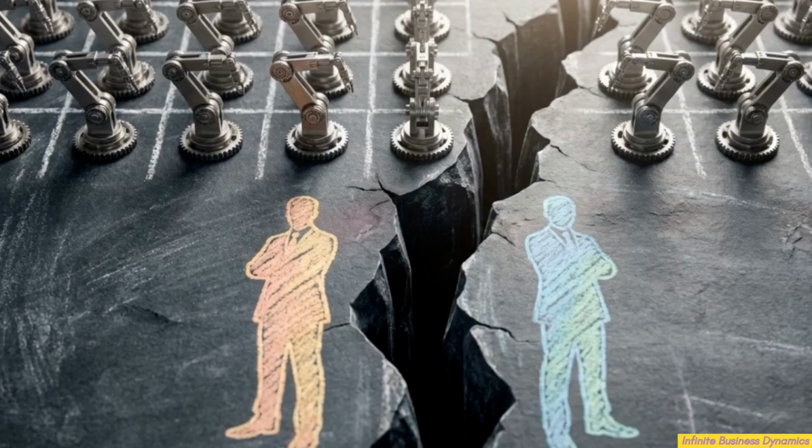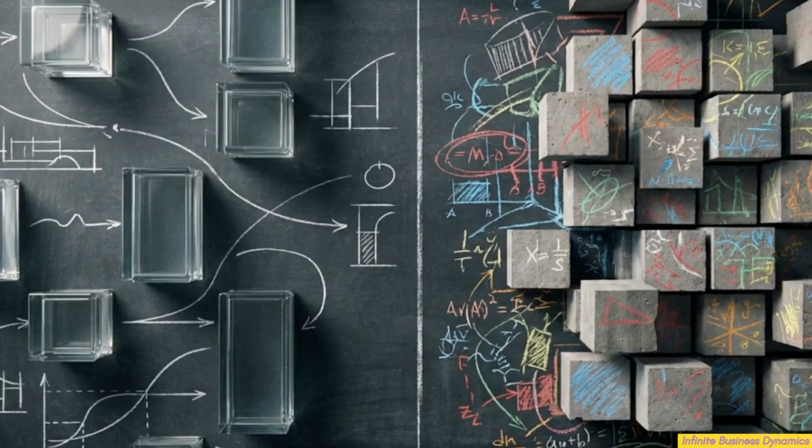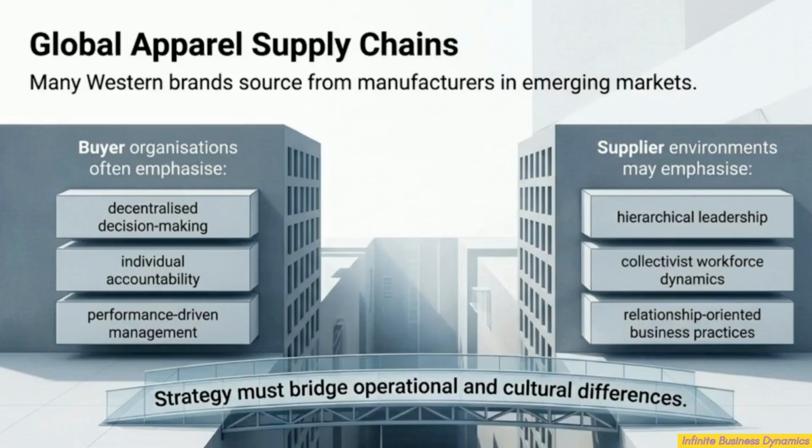We can observe these dynamics in global apparel supply chains, where Western brands routinely source products from manufacturers in emerging markets. This graphic contrasts the 2 environments. Attached to the left building, the buyer organization emphasizes decentralized decision-making, individual accountability, and performance-driven management. On the right building, the supplier environment prioritizes hierarchical leadership, collectivist workforce dynamics, and relationship-oriented business practices.